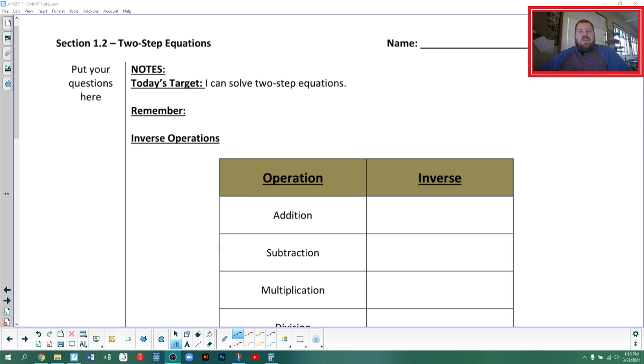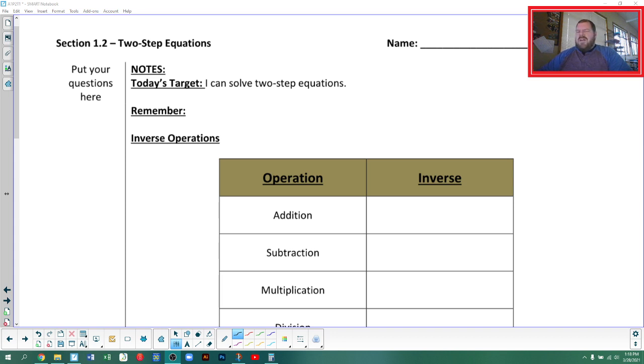Today we're talking about solving two-step equations. So yesterday we talked about one-step equations. Today we're going to add a step to each one of those equations. So one more thing happening to the variable. That's what's going to cause another step when we're solving.